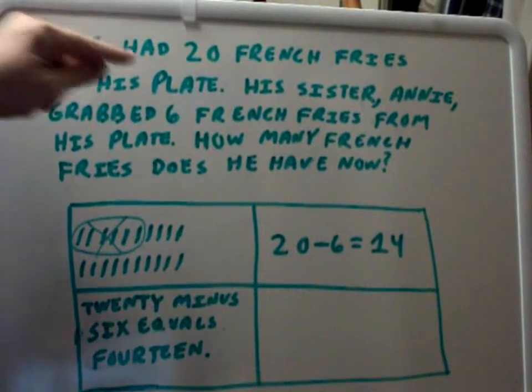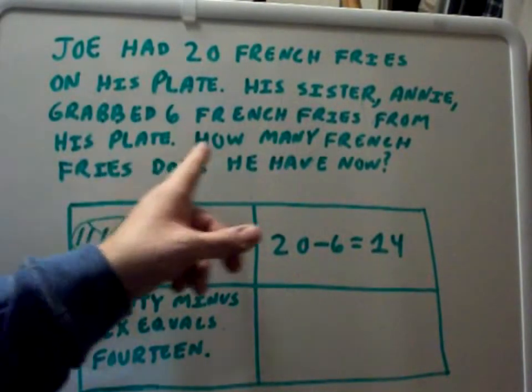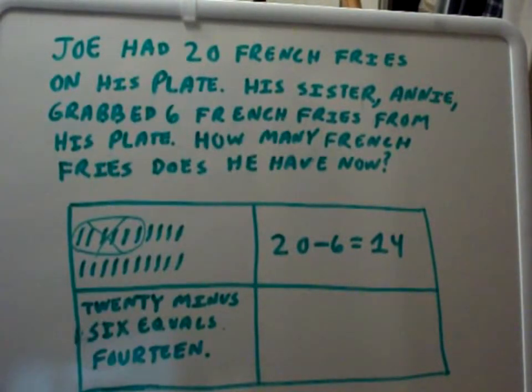Okay, Joe had 20 French fries on his plate. He went to a restaurant with his family, and he ordered a hamburger and French fries. After he ate the hamburger, he had 20 French fries on his plate. His sister, Annie, grabbed 6 French fries from his plate. In other words, Joe was talking to his parents or maybe to another sibling, and he was kind of distracted. While he was distracted, Annie just came over there and swiped 6 of his French fries. I'm sure Joe wasn't very happy when he found out. How many French fries does he have now?